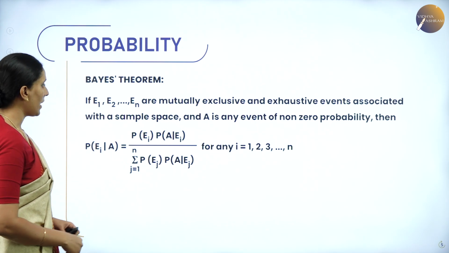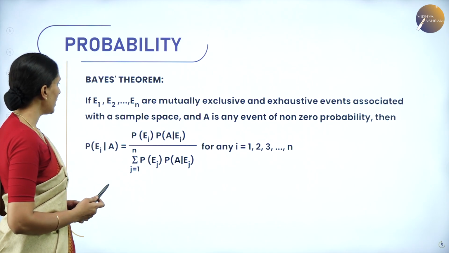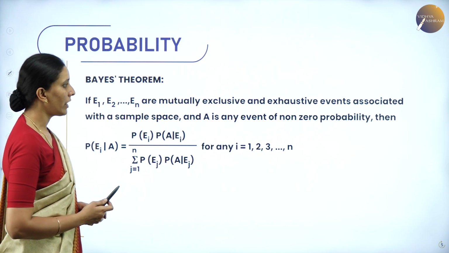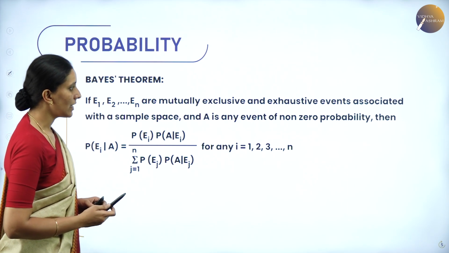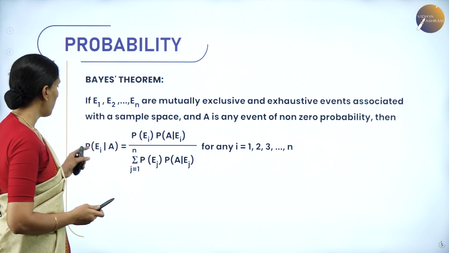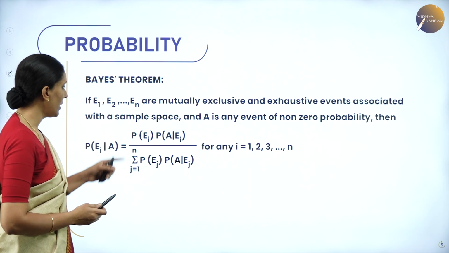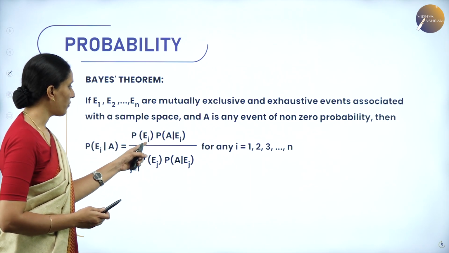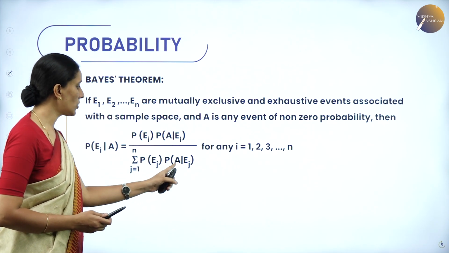Next one is the Bayes theorem. So what does the Bayes theorem state here? If E1, E2, En are mutually exclusive and exhaustive events associated with the sample space, and A is any event of non-zero probability, then the probability of Ei given A is already happened is given as probability of Ei, probability of A given Ei divided by the total sum.